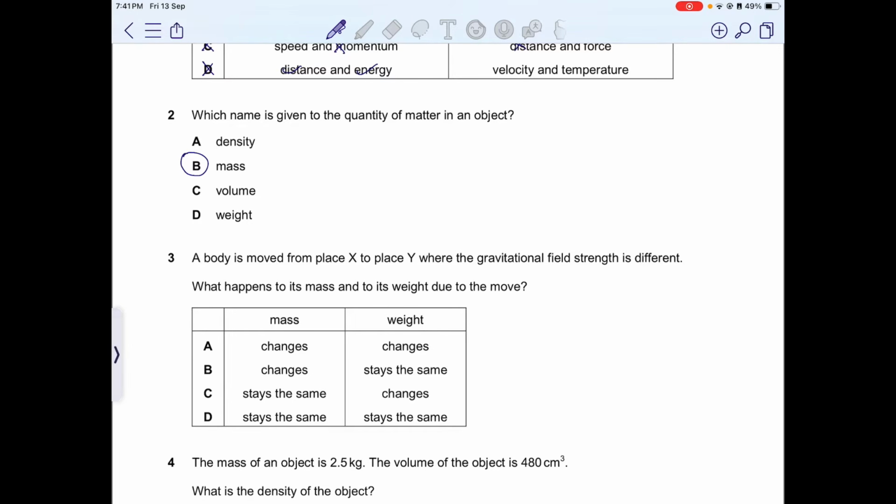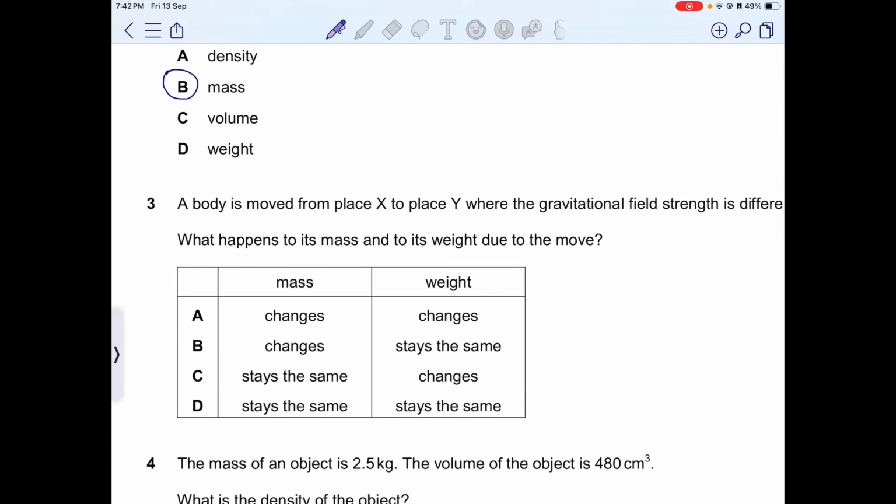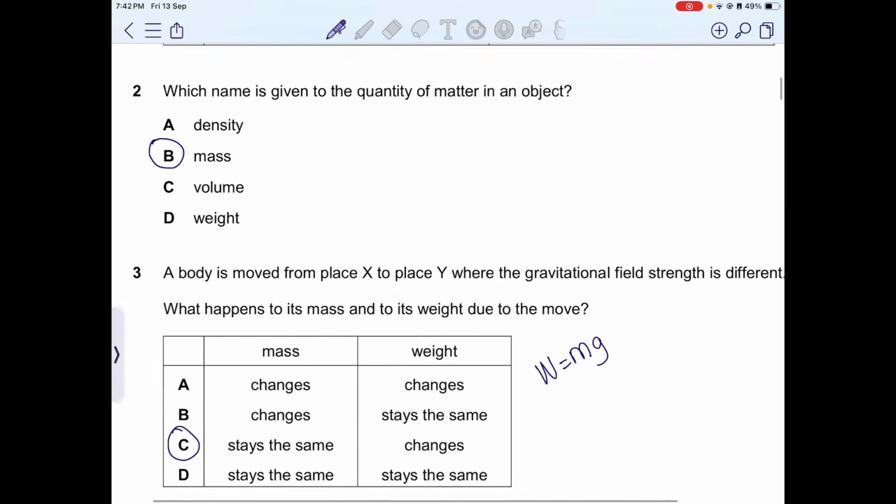A body is moved from place X to place Y where the gravitational field strength is different. What happens to its mass and its weight due to the move? Now, whenever you move from one place to a different place, the mass remains the same. For example, if you move from planet A to planet B, the mass would remain the same. The only thing that changes would be the weight because the gravitational field strength is different on different planets. And since W equals mg, obviously the value of W will change as g changes. M will stay the same. So we have to select option C, which is that M stays the same whereas W changes.